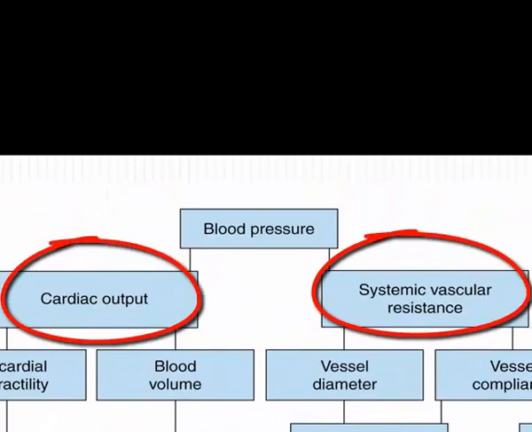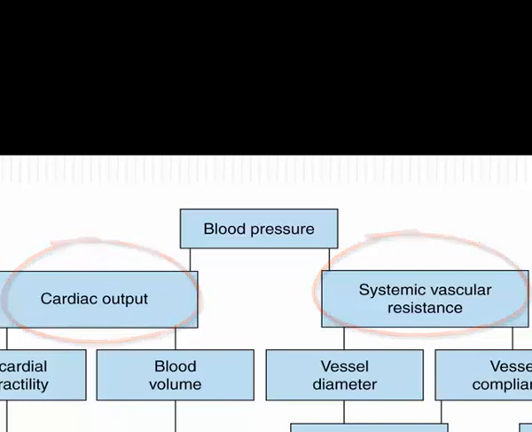Okay, so we're going to start here with this diagram at the very top, with cardiac output and systemic vascular resistance. Those are the two major components that affect blood pressure, and then we're going to break down and look at what constitutes cardiac output and what constitutes systemic vascular resistance.